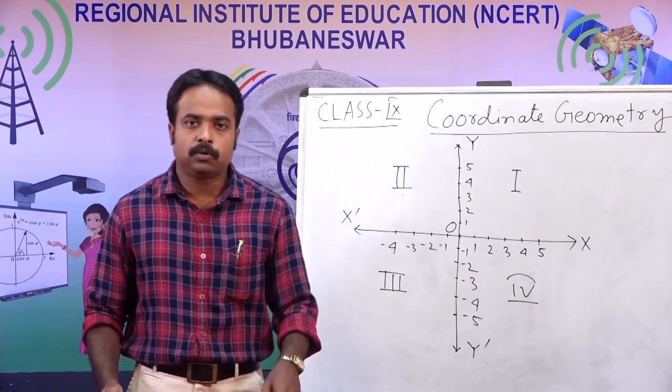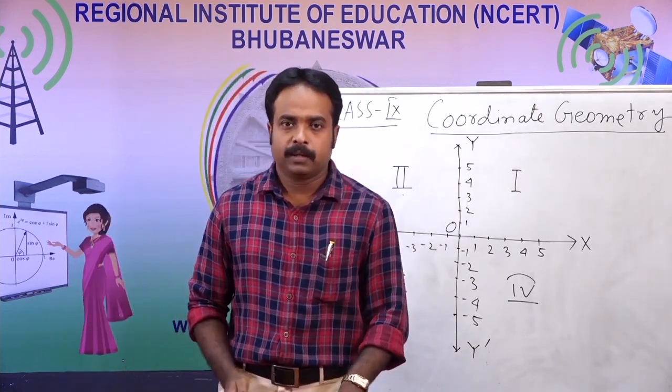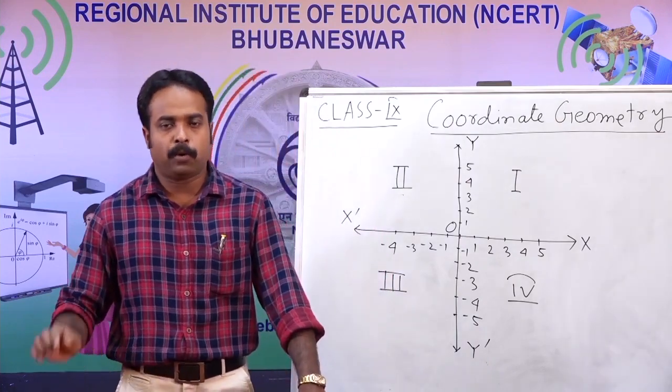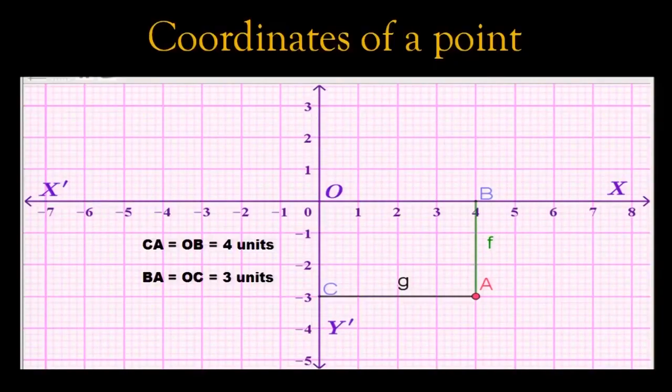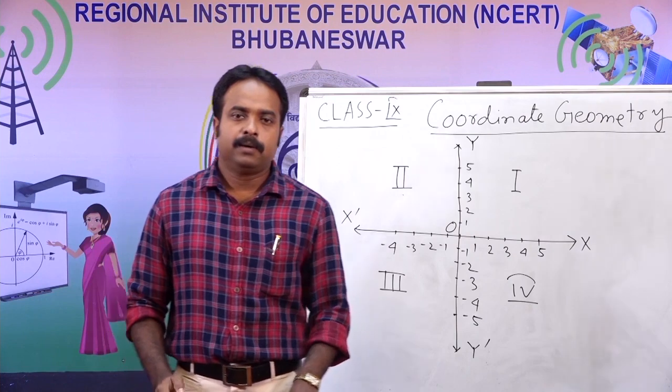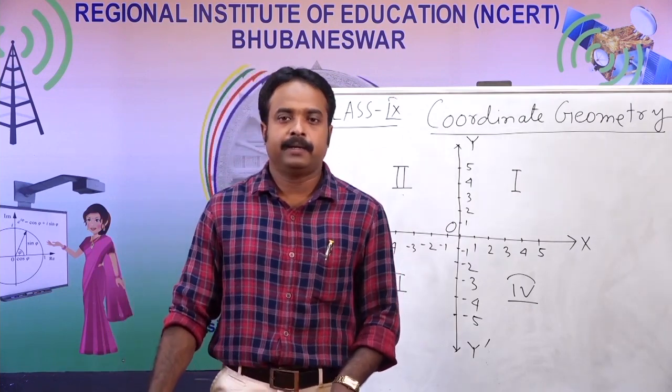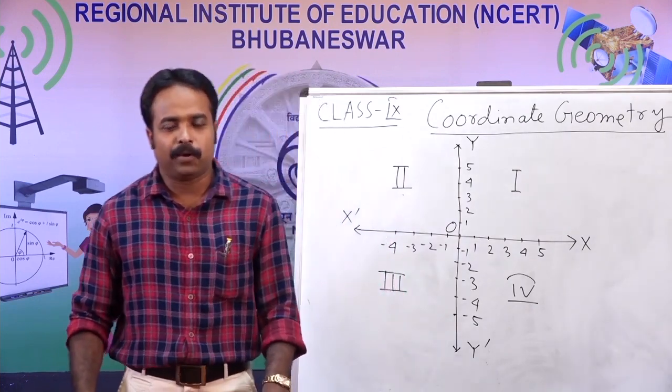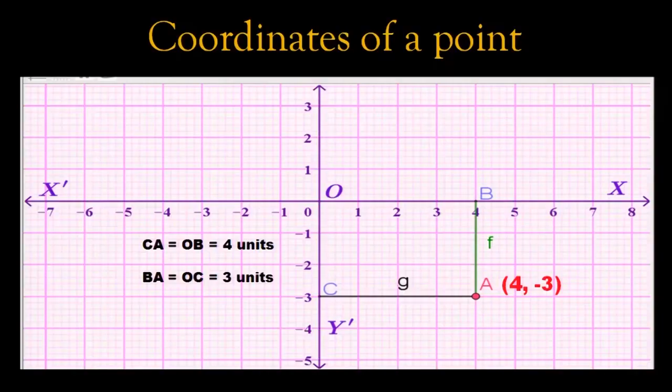So now let us go to our previous problem, where the distances of the point A from both the axes are 3 and 4. That means 3 from the x-axis and 4 from the y-axis. As per our convention, we have to write the coordinates of A. Then what would be the coordinates of the point A? Yes, you are right. The coordinates of the point are 4, -3.